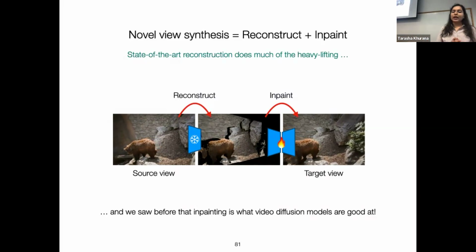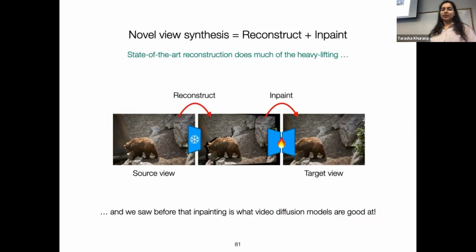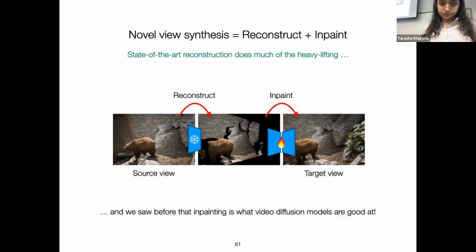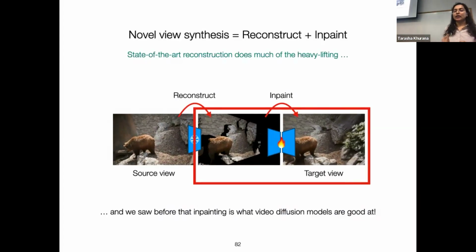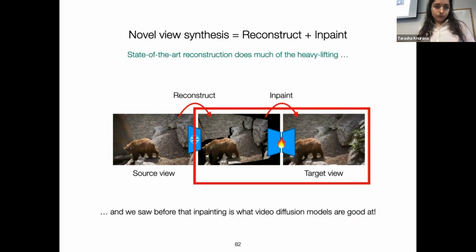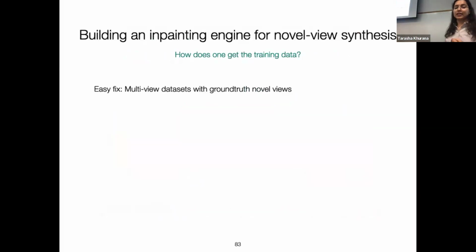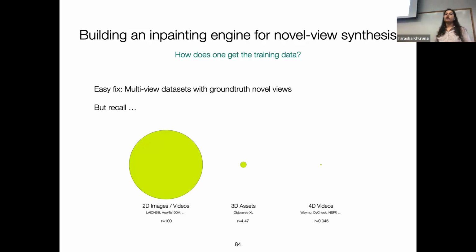So now all we have to do is learn to in-paint in a 3D consistent manner. So then the question becomes, how does one get the right training data for in-painting? So this would be easy in a world where we had access to synchronized multi-view capture setups. But recall what we discussed before about the scale of such data. 4D datasets which have multi-view information are either very small, like Dycheck, or they exist only in simulation, like datasets rendered from the Kubric engine.